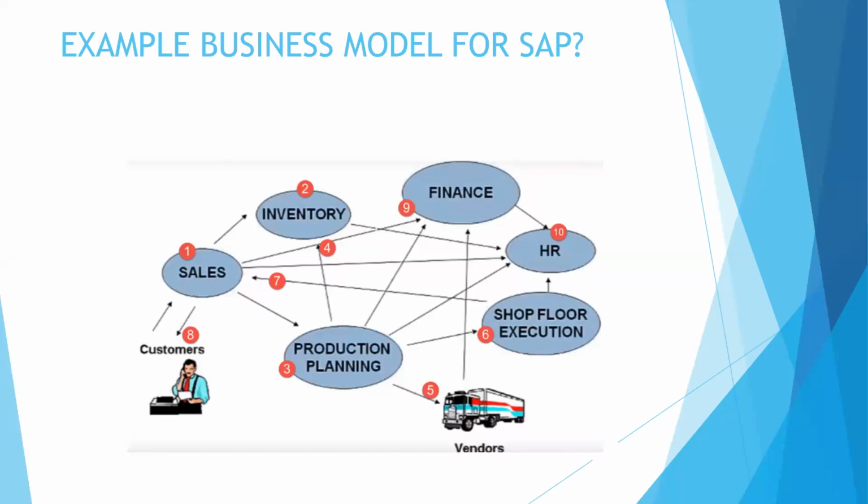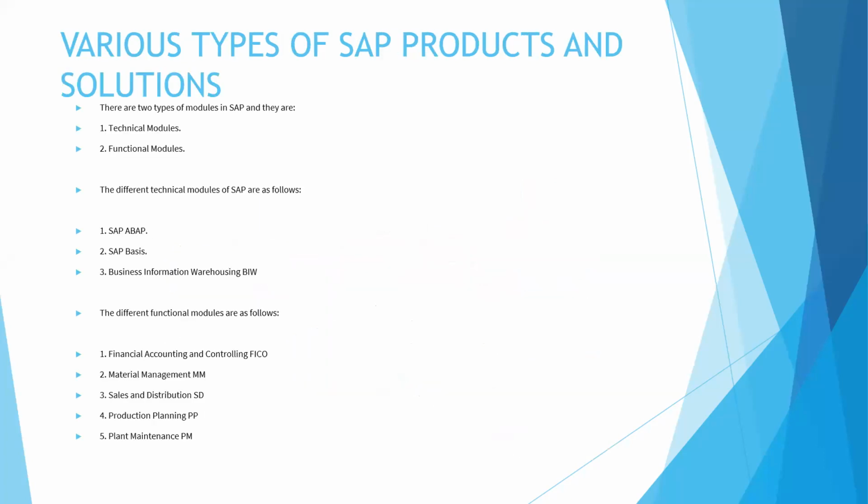So this is the sample business model to understand how ERP, or SAP for that matter, any software, is going to integrate one business requirement by using software. Okay. So there are various types of SAP products and solutions. I have taken that there are two types of modules in SAP: one is technical modules and the other is functional modules, more importantly.